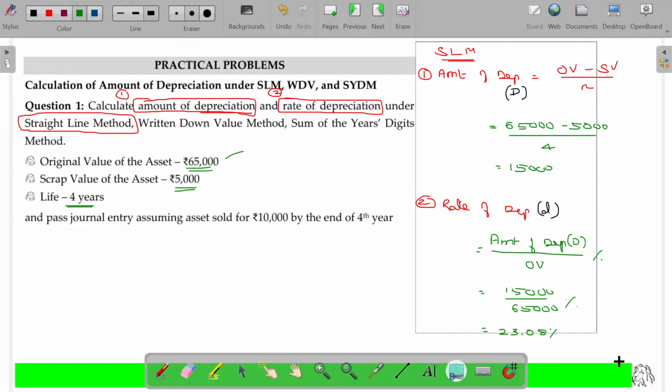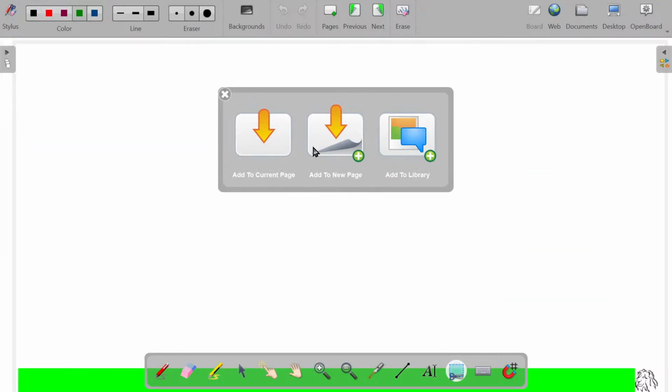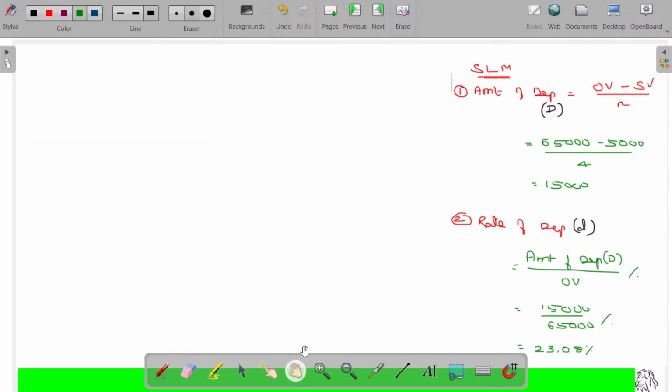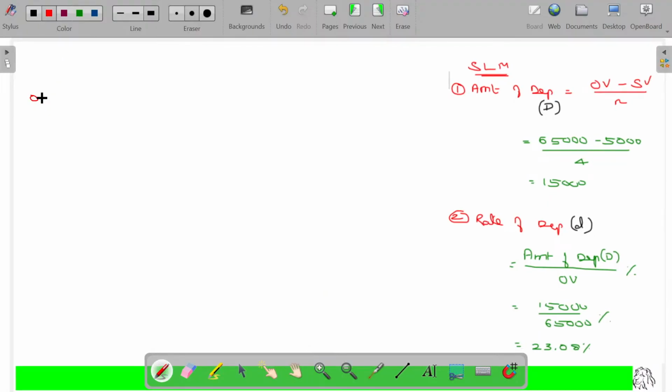Let's see. Now, the original value of the asset being 65,000 at the 0th period, minus depreciation for the first year, year 1. Out of 65,000 rupees, 23.08% is lost. You have to find that out at the rate of 23.08 percent. You will get 15,000. Am I right? This 15,000, we have already found out; you will get the same number. So 15,000.